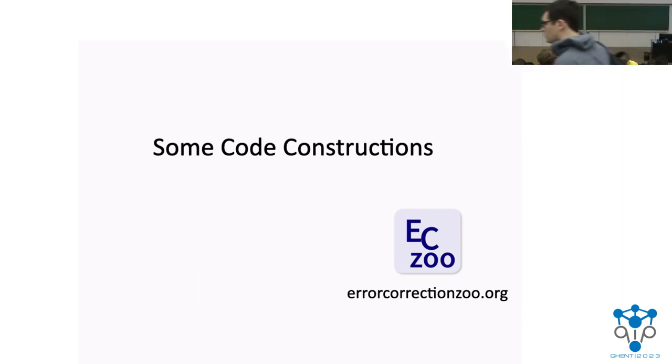Because there are so many constructions, there's even a zoo where you can see all the animals. And where's Victor? There's a zookeeper. I can't even see when he raises his hand because there are too many people. Okay, Victor is here. Victor Albert set up this error correction zoo. So if you have a new code, you might say, hey, maybe somebody already knows it, or I want to add it to the zoo, go to this website. I think that's a very nice platform to share codes and things like that.